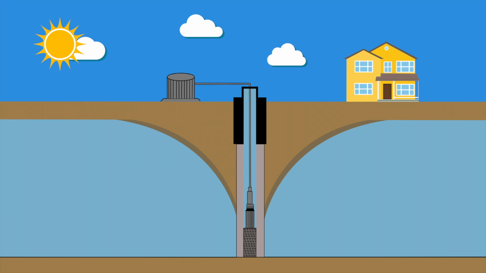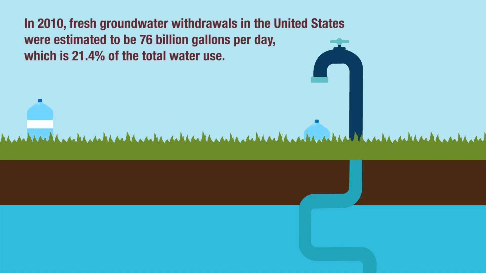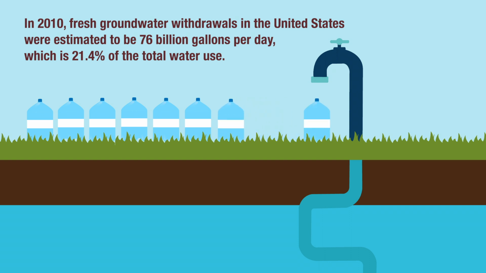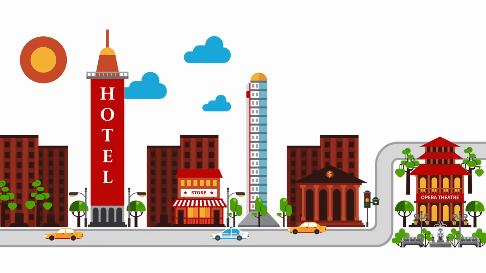Societies have pumped groundwater for more than 100 years. Typically, societies resort to groundwater use when all the available surface water is already committed, or when the use of groundwater is shown to be less costly than that of surface water. In 2010, fresh groundwater withdrawals in the United States were estimated to be 76 billion gallons per day, which is 21.4% of the total water use. In general, the drier the local climate, or the more developed a society, the greater the use of groundwater.